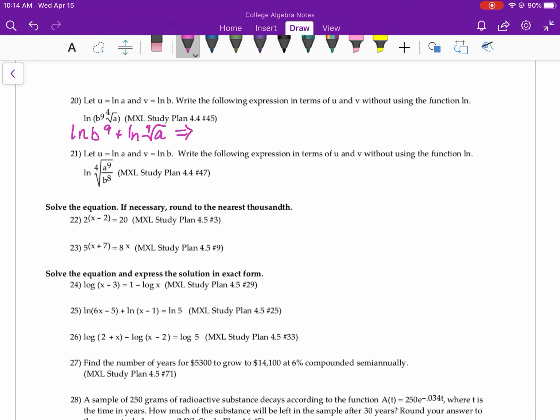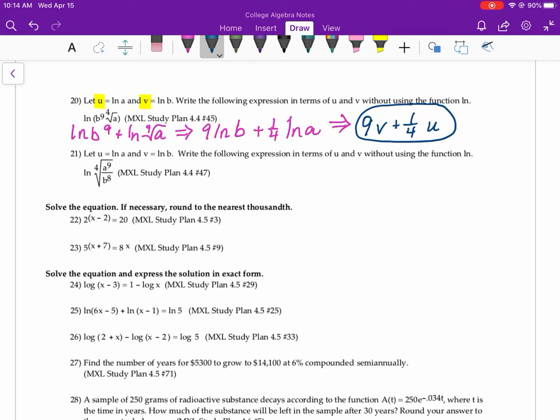The next thing I'm going to do is pull my exponents to the front. Now, a fourth root is a 1/4 out in front. Let me fix my 4 here. All right, now from here we know that the ln of b is v, and we know the ln of a is u, so we're going to make 2 substitutions. Again, the ln of b is v, and the ln of a is u.